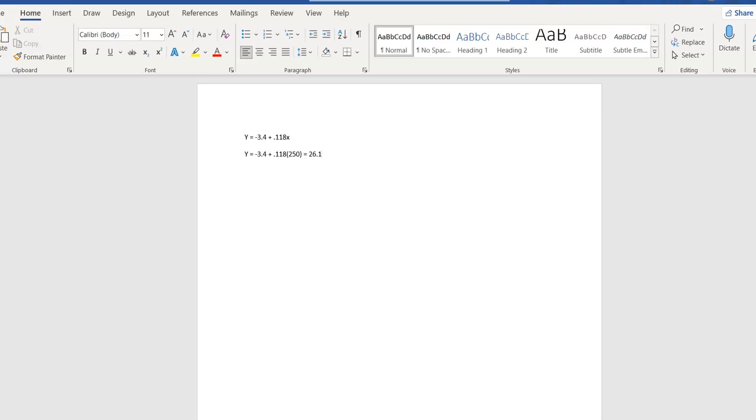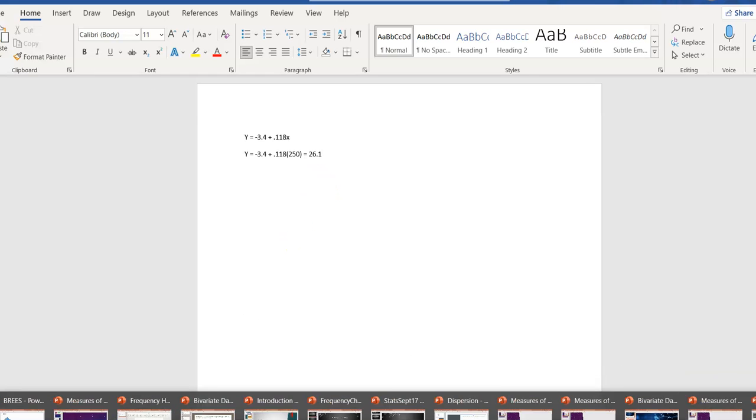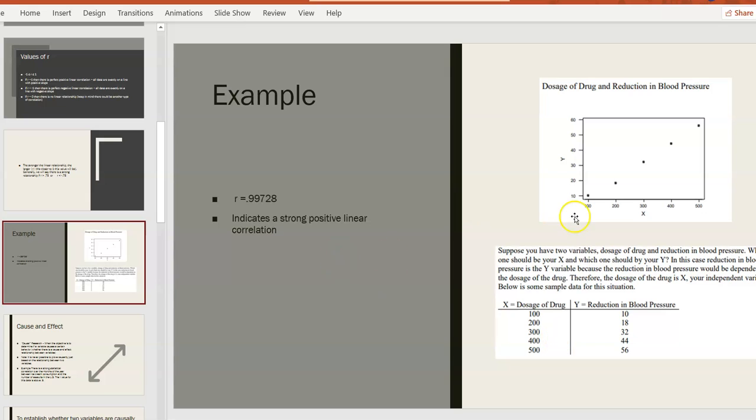Now it's always wise to look back at the graph and see if this is a reasonable answer. So if we look back at the original plot that we had, we were looking at a drug dosage of 250, which would be right about there. And we got 26, and that's right in there. That certainly looks like it's right along the right place for the dosage of this drug.